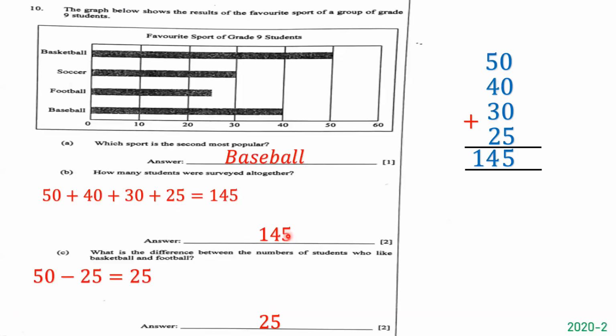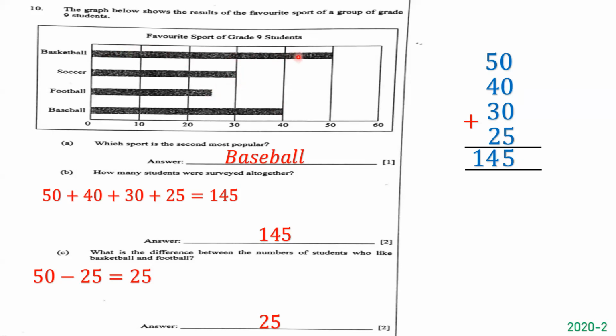Let's move on to the next question. It says, the graph below shows the results of the favorite sport of a group of grade 9 students. So the bar graph is entitled Favorite Sport of Grade 9 Students. The sports involved are basketball, soccer, football, and baseball, 4 sports. Notice that basketball has the largest amount of students who identify basketball as their favorite sport. Then in second place comes baseball, then soccer, then football.